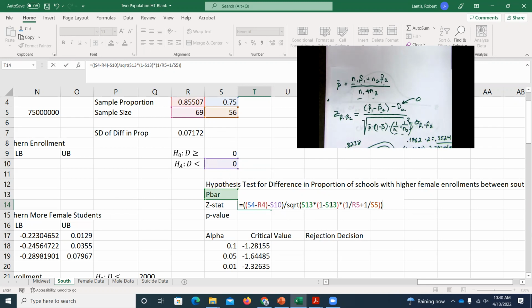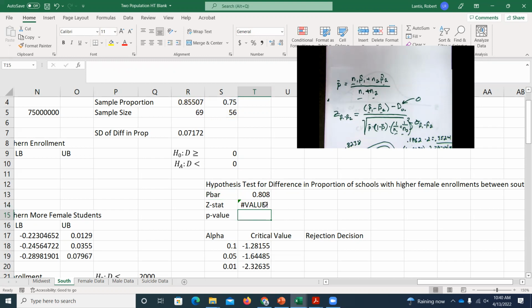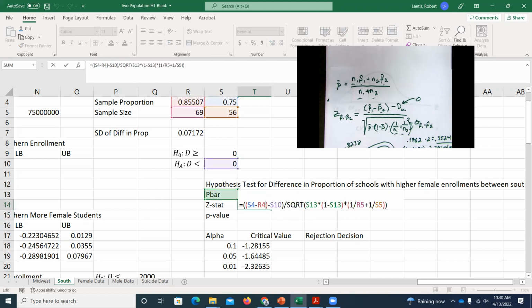Okay. Any questions up to this point? You good? Okay. Oh, what did I do wrong? As for square root.